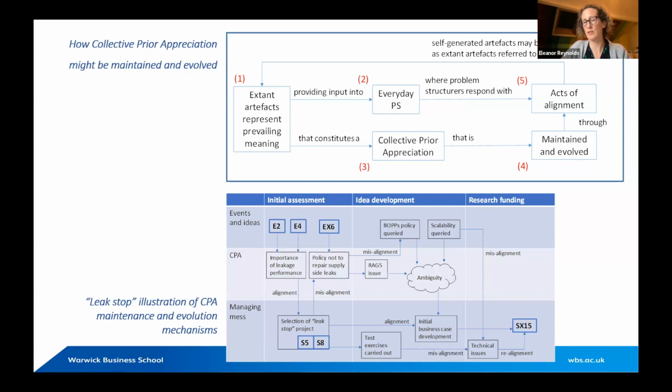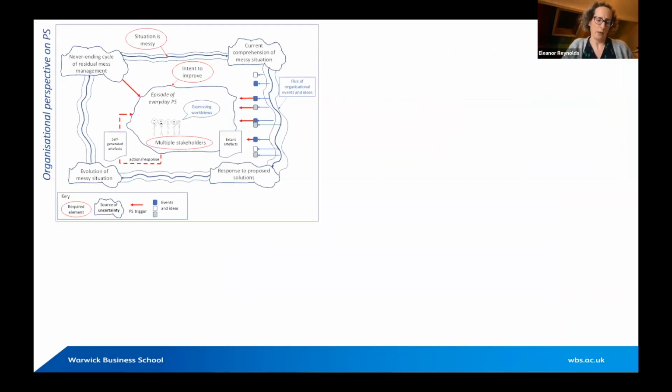So there was quite an interesting tension there, that people definitely believed that these issues were important, but at that stage of development, they were happy to leave them as rather ambiguous areas. So overall then, I developed this organizational perspective on problem structuring, the idea that it's an ongoing becoming situated in the flux of organizational events and ideas, that there's a cycle of uncertainty and mismanagement going on here.